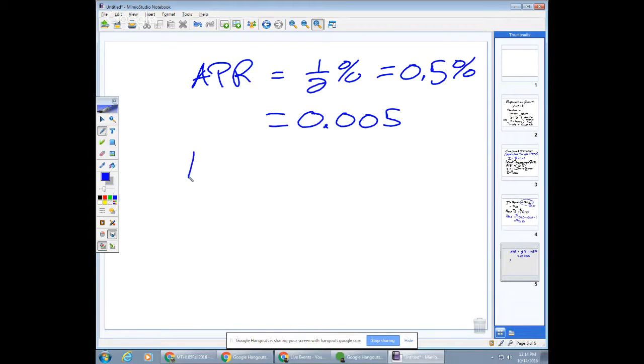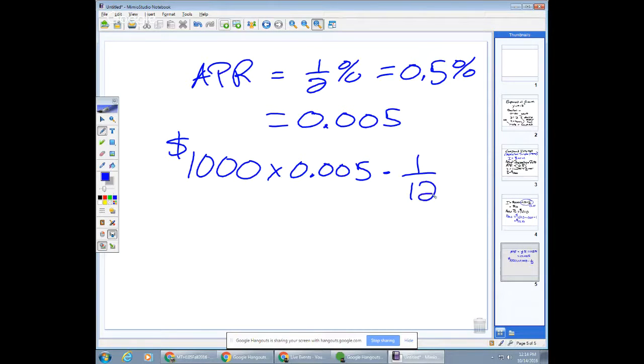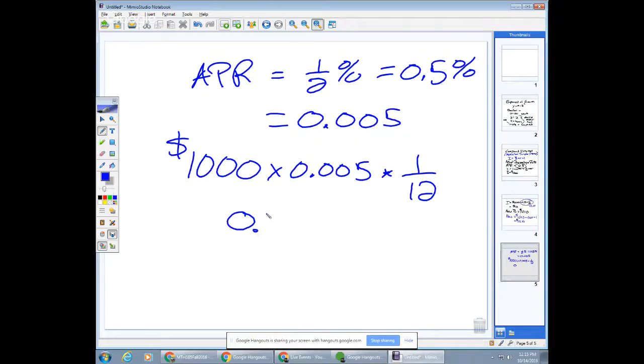Now, if I invested $1,000 at 0.5%, 0.005, but only for 1 month, now I get 1/12 of that. That I can't do in my head. If you guys could whip out your calculators. 0.416, so maybe 42. So you would get 42 cents on your $1,000 investment. At least you got something, right?